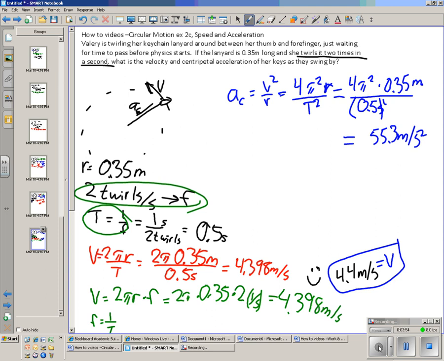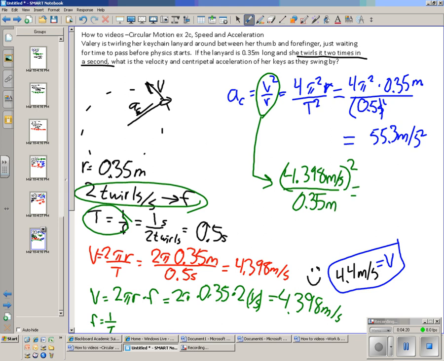Now, we could have also done this equation. Okay, and it might be a little bit faster, certainly. 4.398. I'm not using the rounded off number. I'm using the whole thing, meters per second. And this whole thing is squared. And we divided that by the radius, which was 0.35 meters. Tap that into our calculator, and once again, we get 55.3 meters per second squared as the acceleration. So either way, it does work lovely.